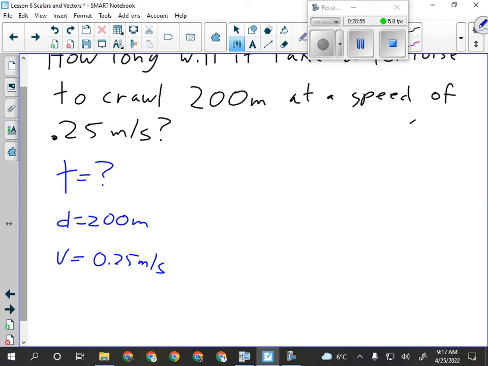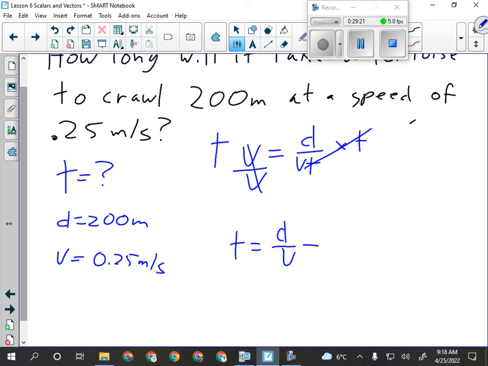All right, so I've got D, I've got V, I'm looking for T. So V equals D divided by T. I need to get T by itself. I cannot solve for something if it's on the bottom of an equation. So I'm going to multiply both sides by T, make it come over here, and then to get T by itself, I'm going to divide both sides by V. So I'll be left with T equals D over V, and that'll be 200 meters divided by 0.25 meters per second, which should be 800 seconds.